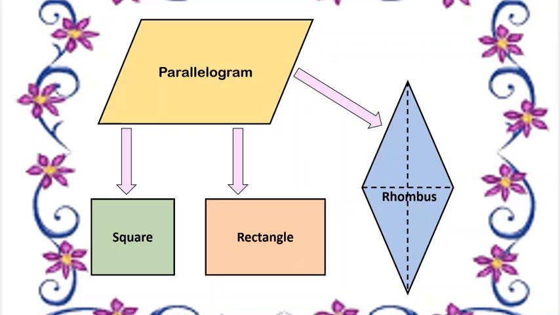Now, rectangle. Rectangle is another parallelogram with opposite sides equal and each angle 90 degrees. Opposite sides equal. Then diagonals are equal. See, diagonals are equal. That happens to be in a square also. So there are only two parallelograms where diagonals are equal.